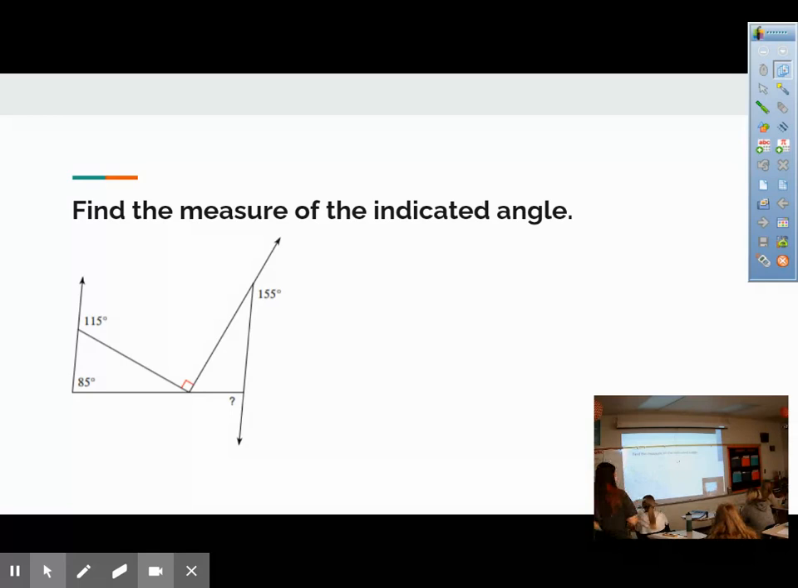The 85, how do you find the actual answer? Whenever I go through it, if I made a mistake, I'll just fix it. Oh, no, you gotta subtract. Yeah. So it's 95. Okay.